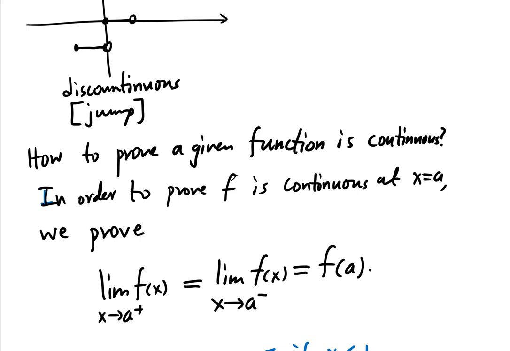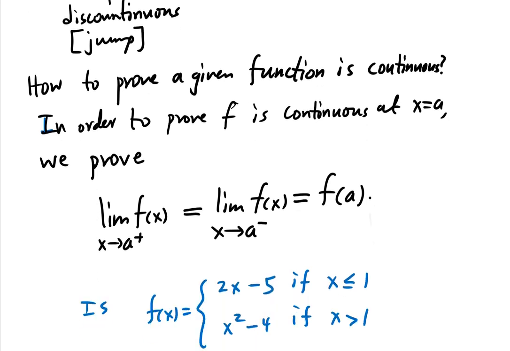So continuity at a point means that if you can prove the function is continuous at every single point, hence it's continuous. And we are emphasizing the fact that the function is continuous at x equals a.